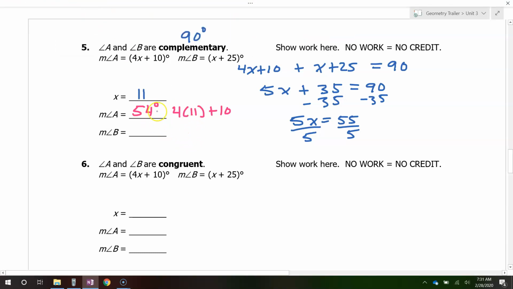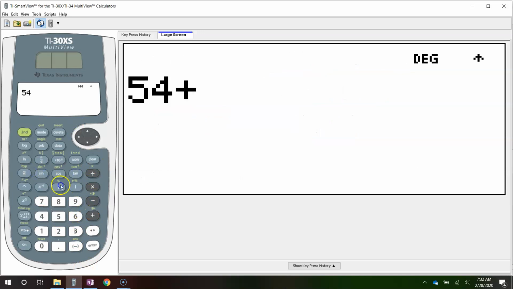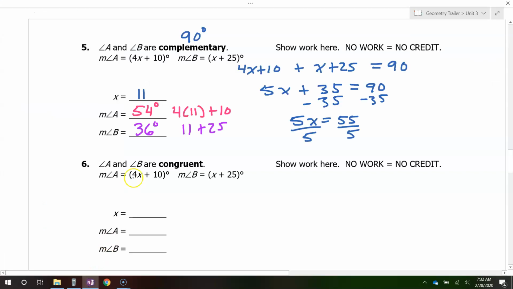Now, for angle B, angle B is x plus 25. So I could do 11 plus 25. Or I could have subtracted from 90 since they're complementary. So either way, I'm going to get 36 degrees. In fact, you can check your answers by adding these up. 54 plus 36 should add up to 90. Okay.